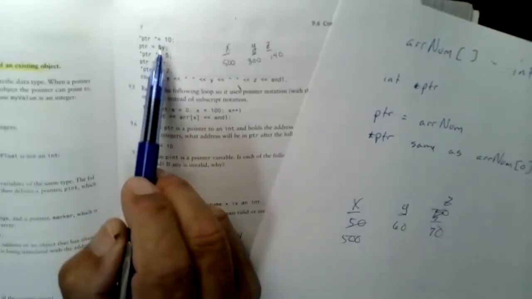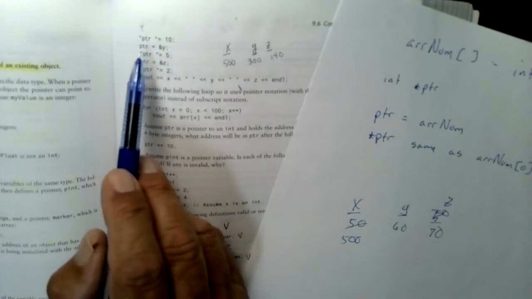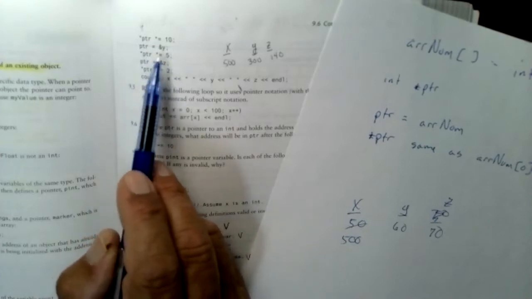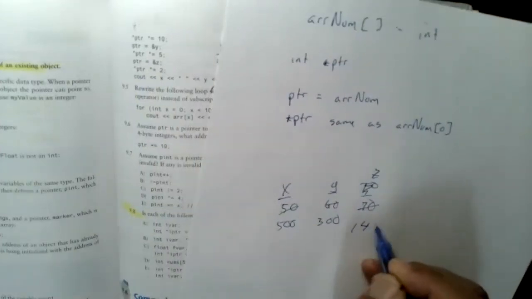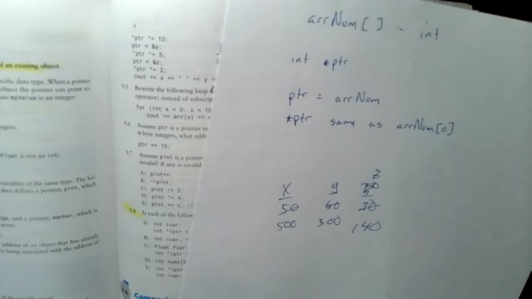Pointer gets the address of Y. Goes there, dereferences it, multiplies it by 5, 60 times 5, that gives me the 300. Pointer gets the address of Z. I dereference it, multiply it by 2. What was 70 is now 140.